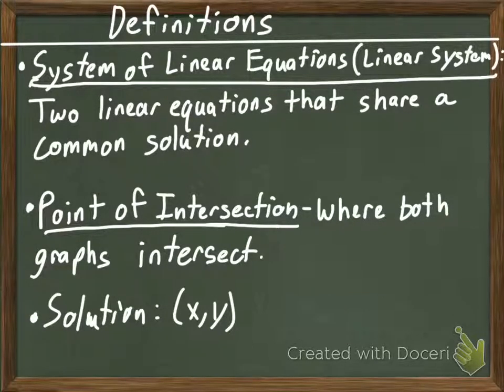So, a system of linear equations, what we also call a linear system, is just 2 linear equations that share a common solution. So we're going to have our two linear equations like we've been working with, and they're just going to have the same answer. Now, whenever we graph, that answer is called the point of intersection. It's where both of our graphs are going to meet. Our 2 lines are going to intersect each other, and that's our answer. And the solution is a point x comma y.